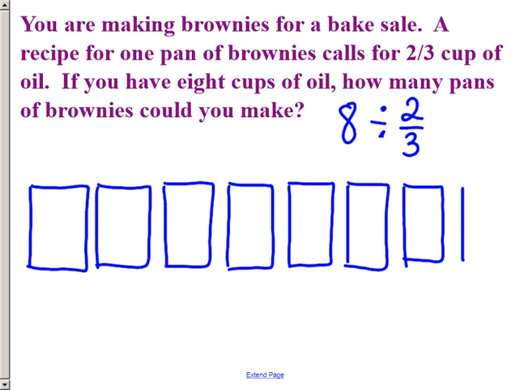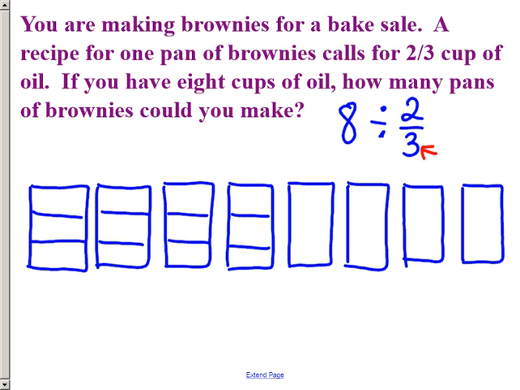The reason we're splitting into thirds is because of our denominator that says 3. So we have to split each of our 8 cups into thirds, because then we can figure out how many groups of 2/3 we're going to have. All right, so now I've taken my 8 wholes and I've split them into parts that are each 1/3. I want to know now how many groups of 2/3 I have.